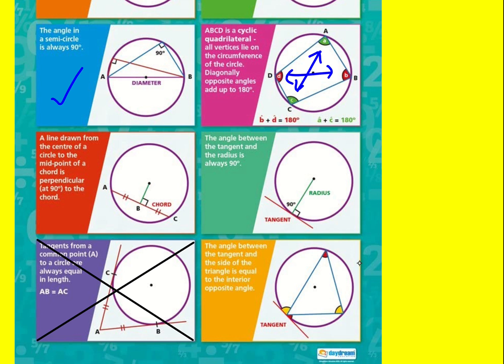And then the hardest one, I think, is called the alternate segment theorem. It doesn't say that here. But if you have a tangent where it touches the circle, and you draw a triangle, then this angle here will equal this angle here, and the red one will equal the red one. I sort of follow the line along and see where it gets to. It's quite easy to mix up which one's which sometimes, I think.